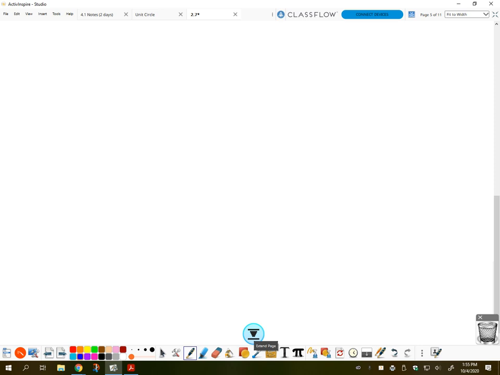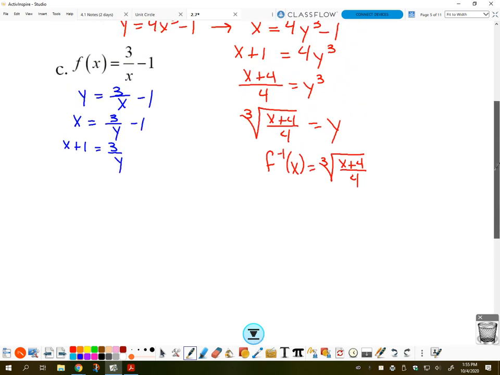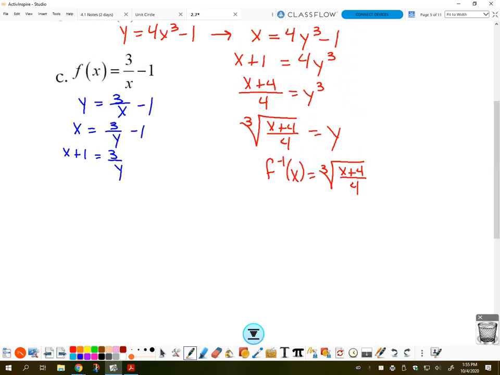Whoa. Let's solve that back up. Okay, so we will multiply by y. So it looks like this. I'm not going to distribute it because I need all of that junk to go away. So we're just going to multiply it over there and then divide x plus 1 over to the other side. And then we can put our inverse notation, and we are done.